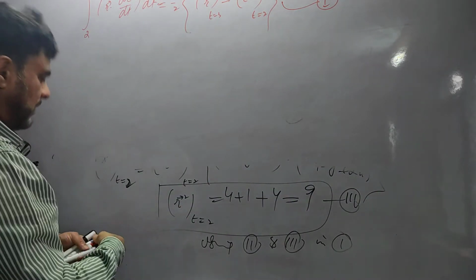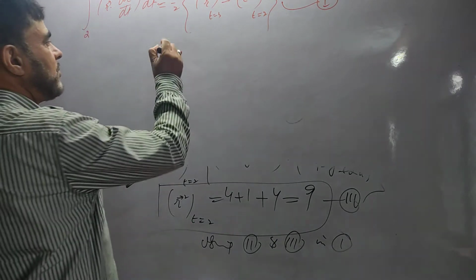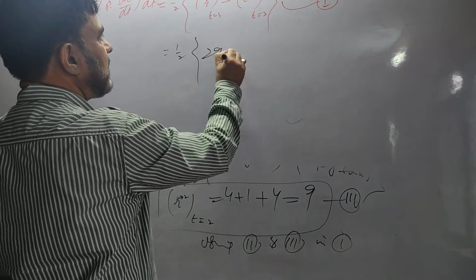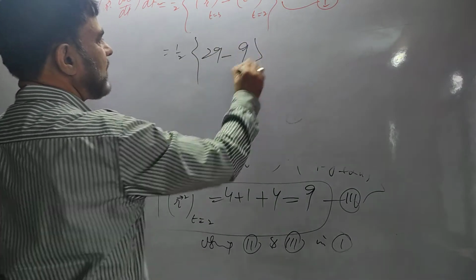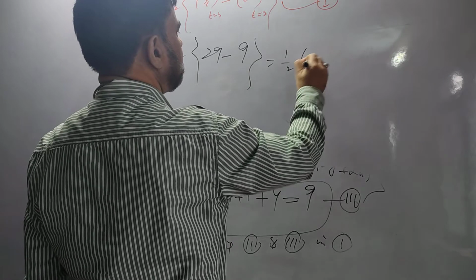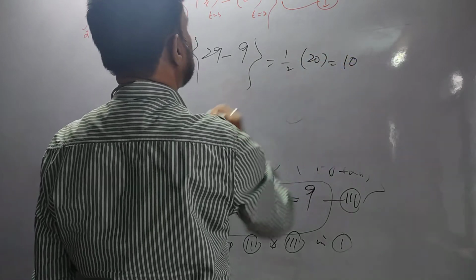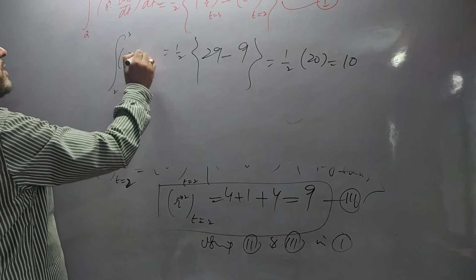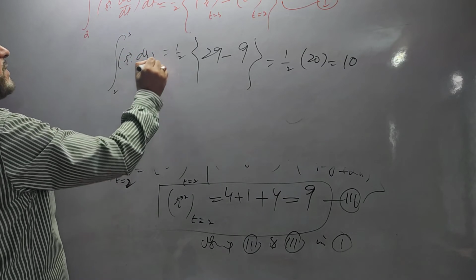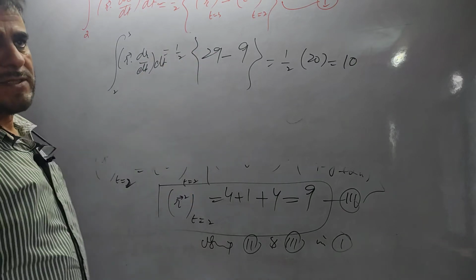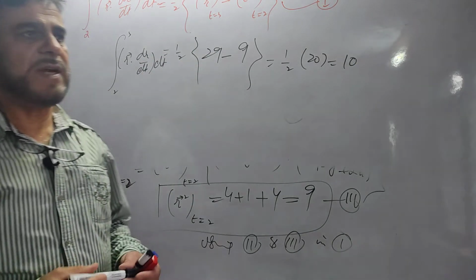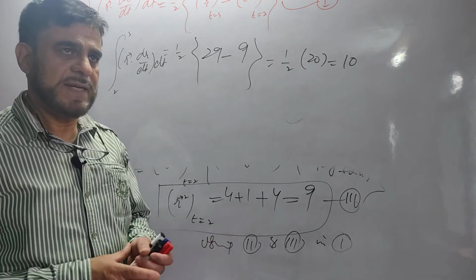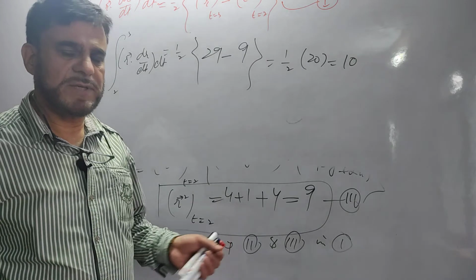Well, when you use here, it is your 1 by 2. What was the value? It was 29. It was minus 9. And this is 1 by 2, 20. It is 10, which is a scalar. So the integral of 2 to 3 of r dot dr by dt with respect to t is 10. This is how we apply this vector integration in certain problems where we have to find out the integral of a cross product, or the integral of a dot product.